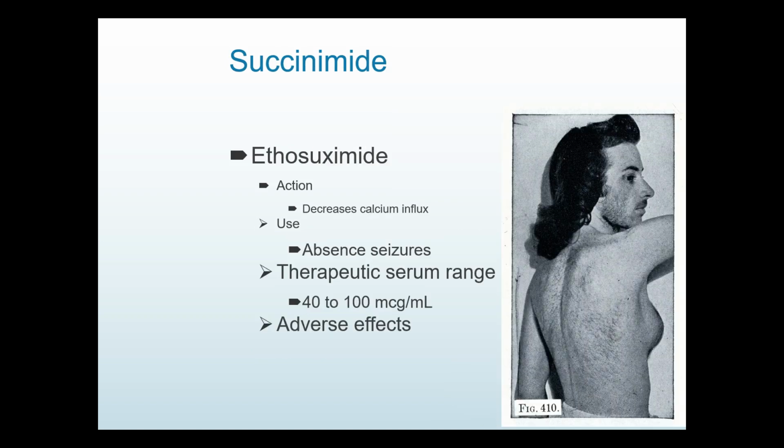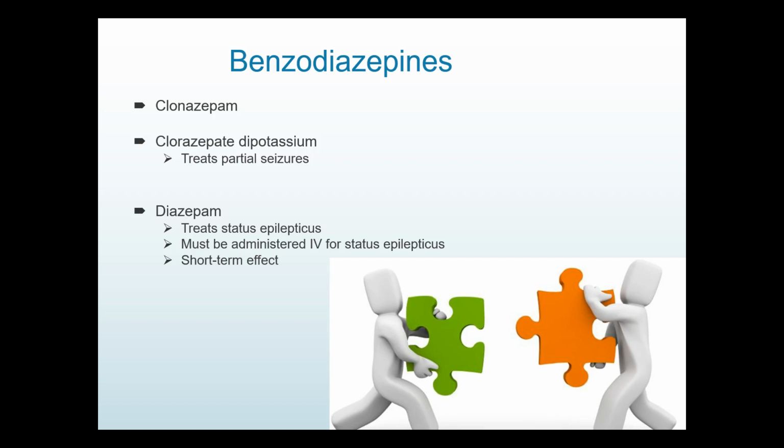Succinimide, that is an old drug. As you can see here, it can grow hair, and its action has to do with the calcium influx with the neuron. There's so many different things going on with intake and output of different chemicals and enzymes, etc. So this is just one thing where it works with the calcium. These are used for absence seizures. And again, it needs to be checked in the blood to make sure that the level's where it's supposed to be.